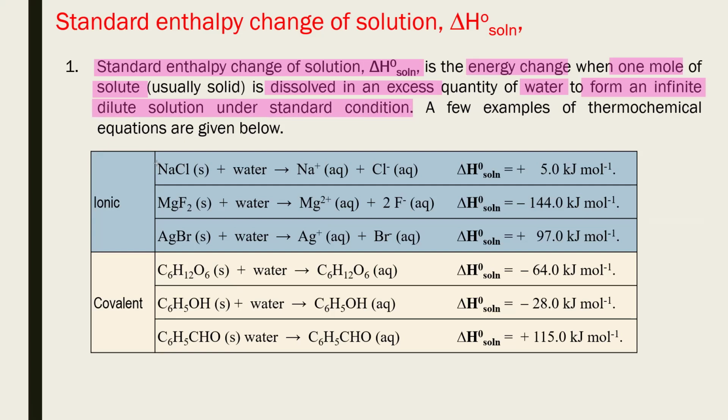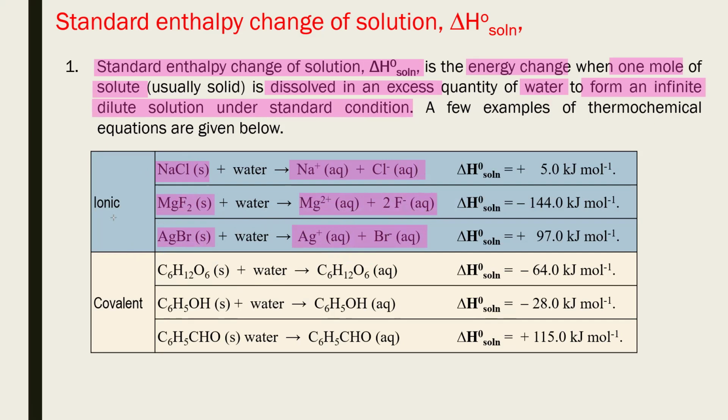If it is ionic, no need to write water. So NaCl solid gives Na+ aqueous plus Cl- aqueous. MgF2 solid gives Mg2+ aqueous plus 2F- aqueous. Silver bromide solid gives silver ion aqueous and bromide ion aqueous. The same thing can apply for covalent compounds, but in our lesson we are going to focus more on the ionic compounds.